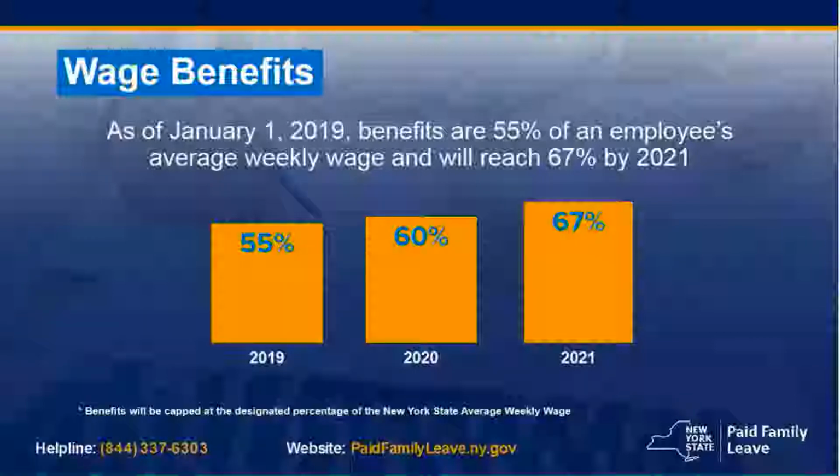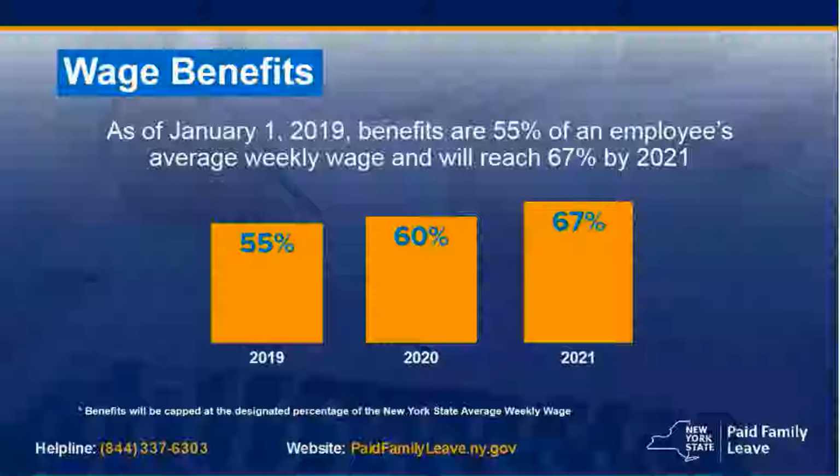Paid family leave also provides wage benefits that phase in over the same 4-year period. In 2019, eligible employees can receive 55% of their average weekly wage, capped at 55% of the New York State average weekly wage. The rate rises until 2021 when paid family leave benefits will reach 67% of an employee's average weekly wage, capped at 67% of the New York State average weekly wage. An employee's average weekly wage is based on their last 8 weeks of pay prior to taking paid family leave.